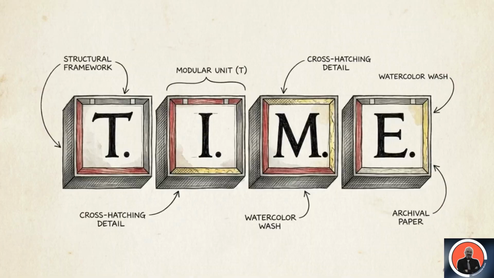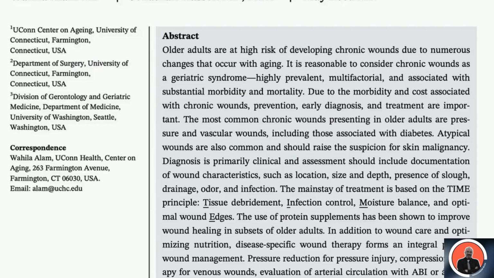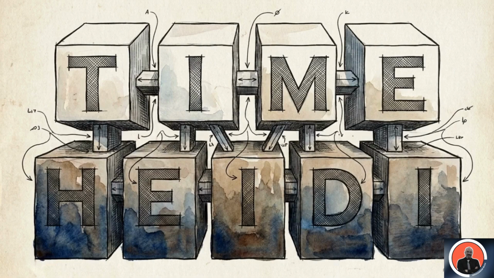To guide the local management track, clinicians utilize a specific framework known as the time principle. In this journal abstract, we see the time principle defined: tissue debridement, infection control, moisture balance, and optimal wound edges. T and I connect to examination, triggering debridement and infection control. M and E rely on the peri-wound assessment for moisture and edge optimization. The entire time framework is utterly dependent on the accurate, objective data extracted during the initial HIDE steps.